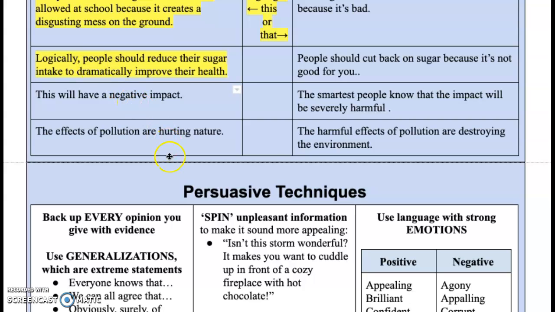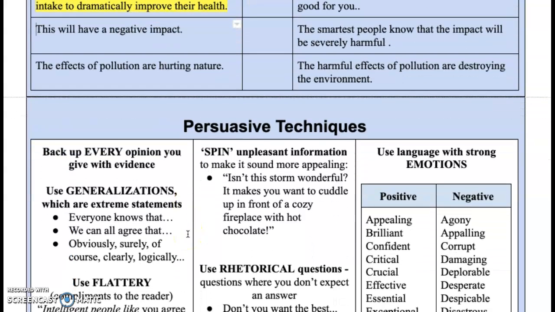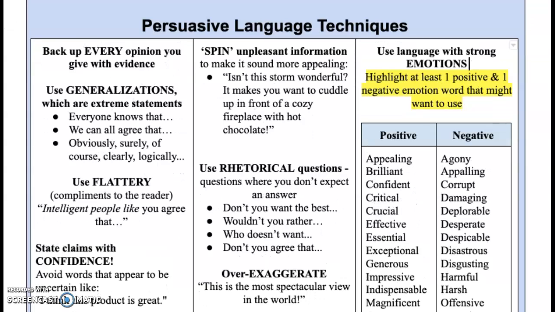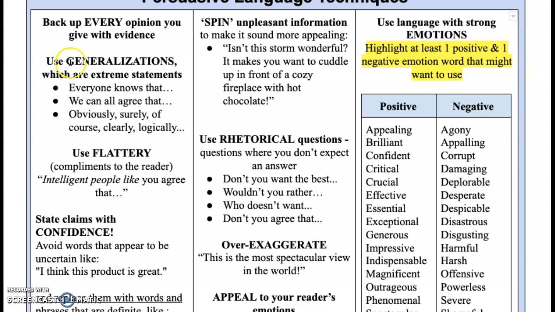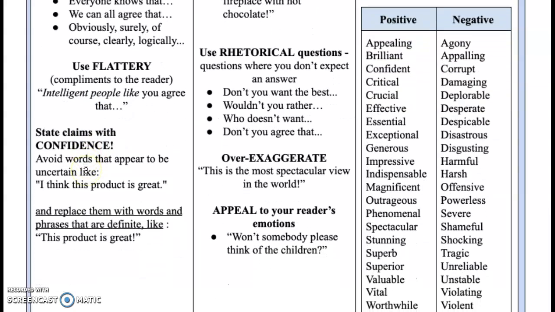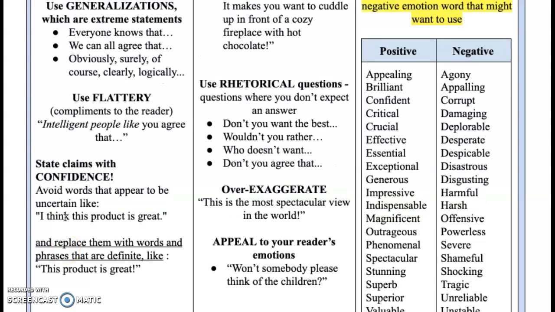Now that you're done with the practice, let's come down here and look at our list of persuasive techniques. As you can see, this is a list of different techniques. For instance, our first one says back up every opinion you give with evidence. Use generalizations. For instance, these are extreme statements saying everyone knows or we all can agree. Here's a list of different words you can start your sentences with to kind of show confidence. You can use flattery. And you can state claims with confidence and avoid using words that appear uncertain, like I think or I feel certain. Just state them with confidence.